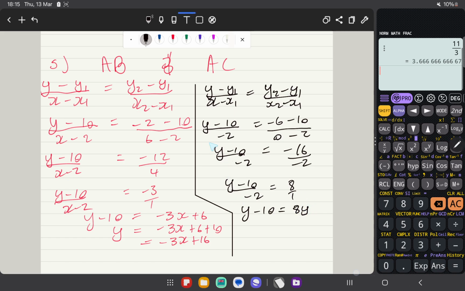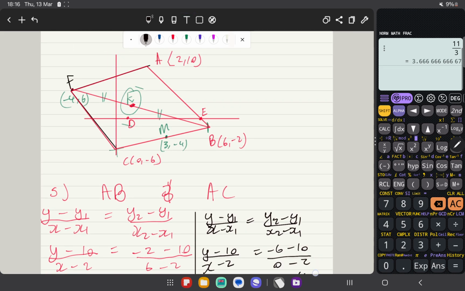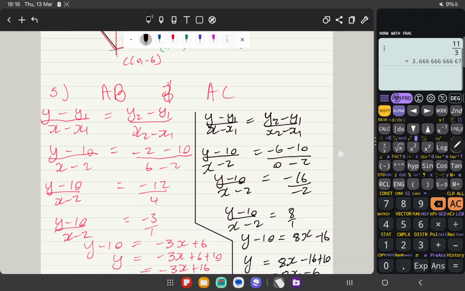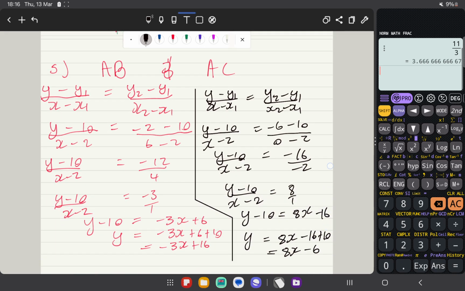Cross multiplication, I have y minus 10 equals 8. This should be x, sorry for that, so I have 8 times x minus 2, which is 8x minus 16. Then y equals 8x minus 16 plus 10, that is 8x minus 6. Let me see. AC, yes, that makes perfect sense. So this is AC, this is AB.